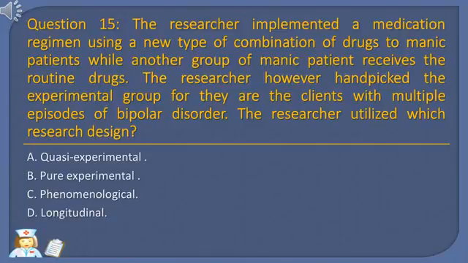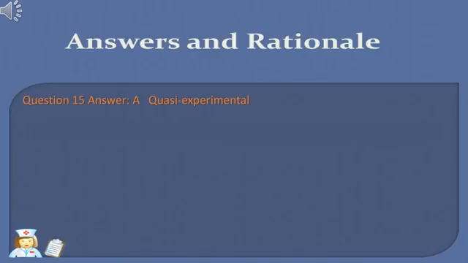Question 15. The researcher implemented a medication regimen using a new type of combination of drugs to manic patients while another group of manic patients receives the routine drugs. The researcher, however, handpicked the experimental group, for they are the clients with multiple episodes of bipolar disorder. The researcher utilized which research design? A. Quasi-experimental. B. Pure experimental. C. Phenomenological. D. Longitudinal. Question 15 answer: A. Quasi-experimental.